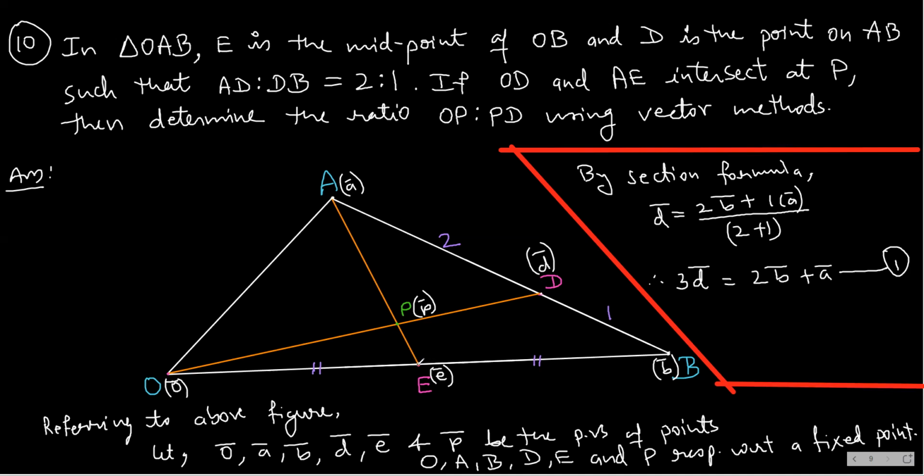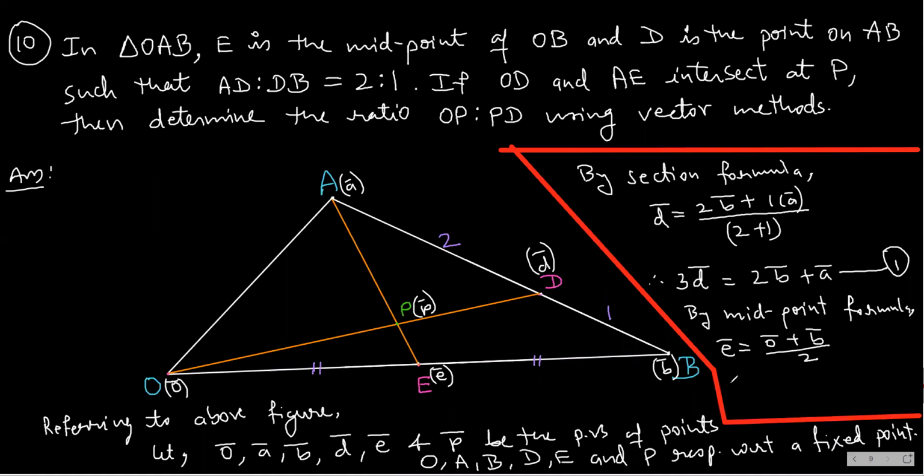Next, what I will do is I will apply midpoint formula for point E. I will write by midpoint formula. See what I have. I have E bar equals to O bar plus B bar by 2. That is, I have here 2E bar equals to O bar plus B bar. This is equation number 2.